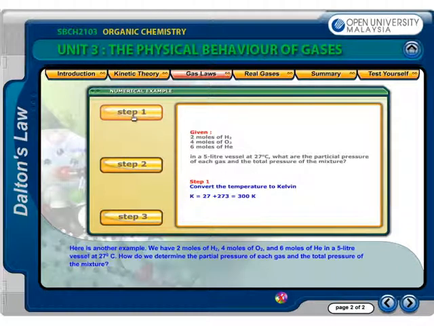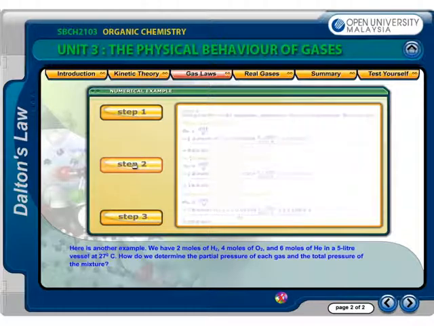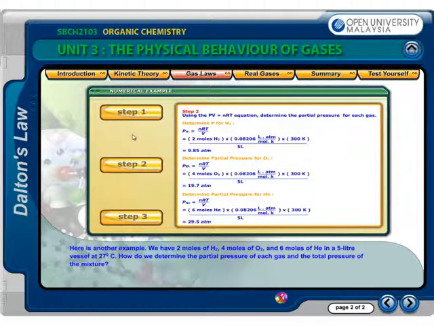Step 1. Convert the temperature to Kelvin. Step 2. Next, using the ideal gas equation, that is PV equals nRT, determine the partial pressure for H2, O2, and He.